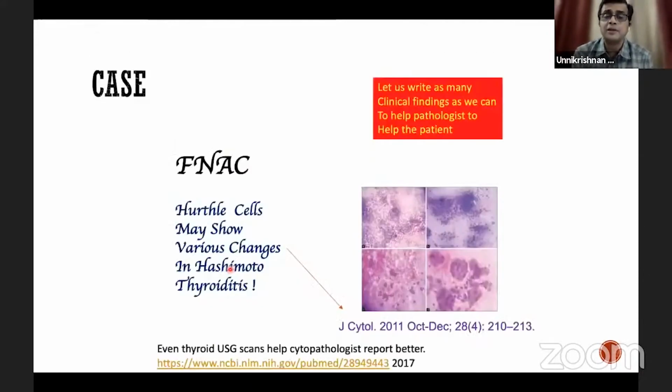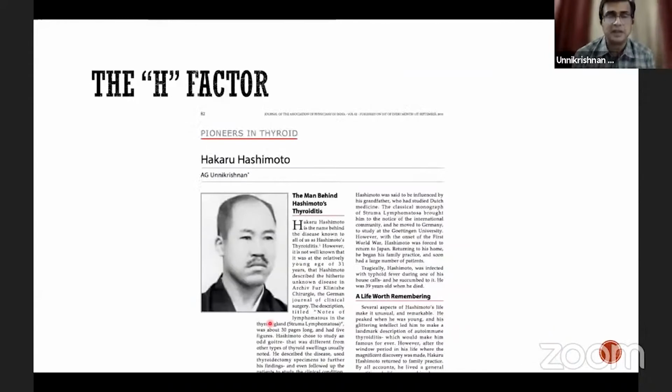And also, Hürthle cells can show a lot of various changes, as in this paper, in Hashimoto's thyroiditis. So seeing Hürthle cells does not necessarily mean Hürthle cell neoplasm, or even Hürthle cells as part of some other neoplasm of the thyroid, but it might just mean Hashimoto's thyroiditis. So let us write as many clinical findings as we can to help the pathologist to help the patient. And of course, thyroid ultrasound scans can help the pathologist report even better.